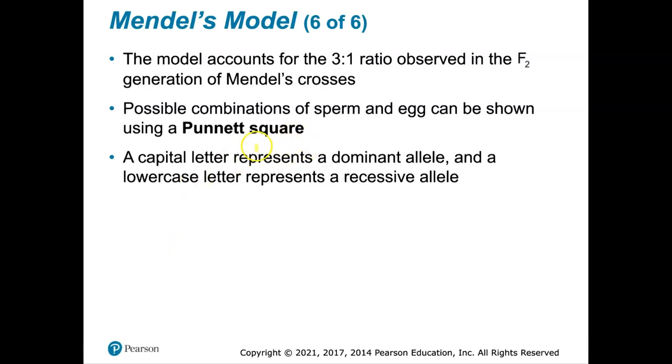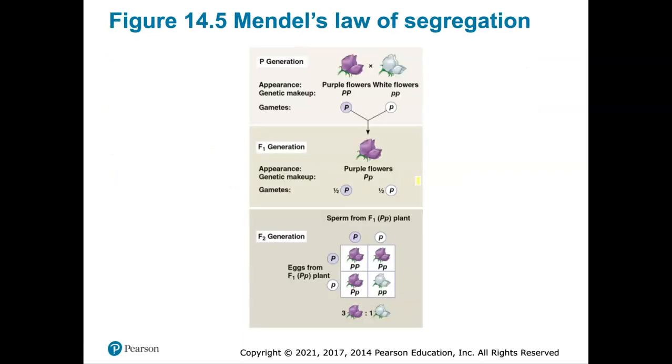So the way that we can see a visual that shows us the different combinations of sperm and egg, we can use a Punnett square. In the Punnett square, a capital letter, or I say big letter, represents the dominant allele, and a little letter or lowercase letter represents the recessive allele. So we use a big P for purple, since purple is dominant, a little p for white, since white is recessive.